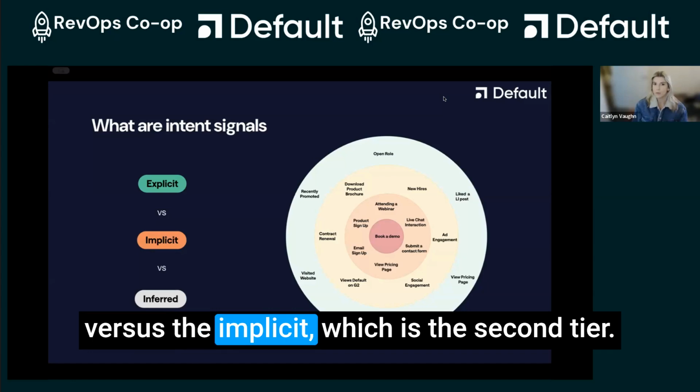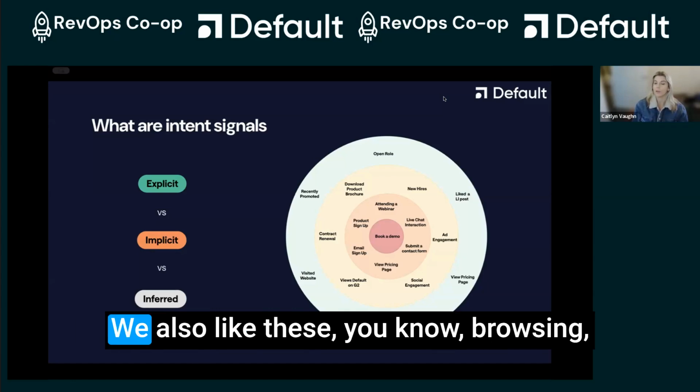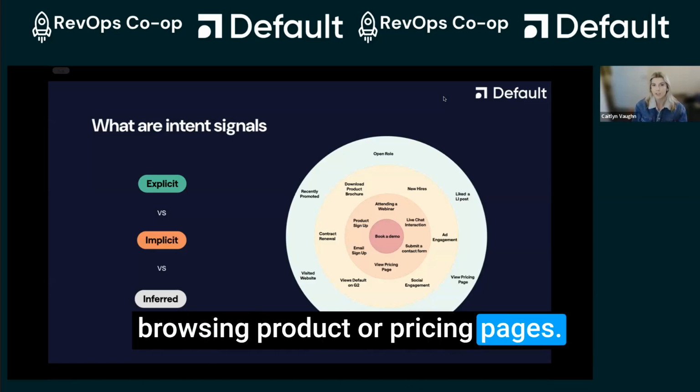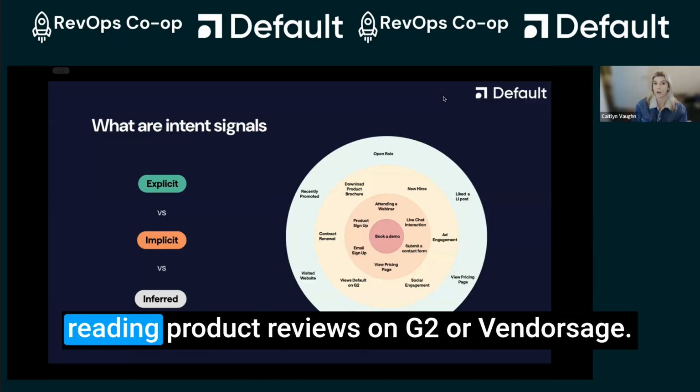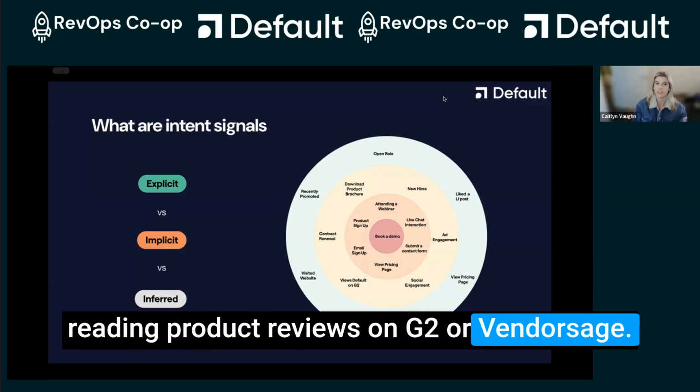Versus the implicit, which is the second tier. We also like these: browsing product or pricing pages, spending a lot of time on those pages, maybe reading product reviews on G2 or Vendr.